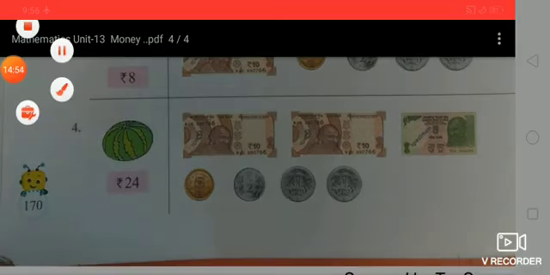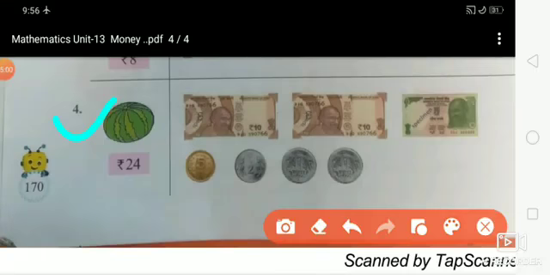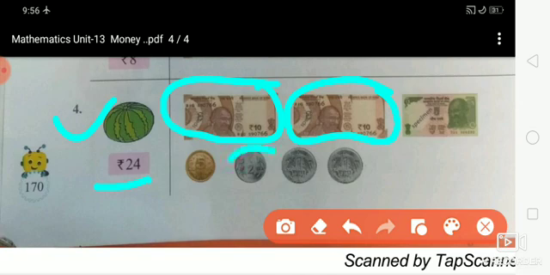Now the next and last one, number four, watermelon. The cost is 24 rupees. Circle the coins and notes: two 10 rupees notes make 20 rupees. After that, 2 rupees coins and 1 rupee coins to make 24. So the total cost is 24 rupees. Is that clear, students?